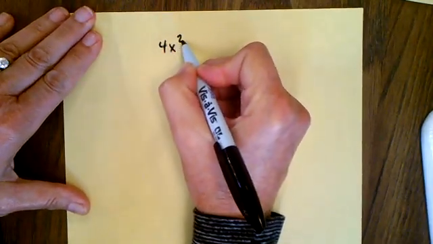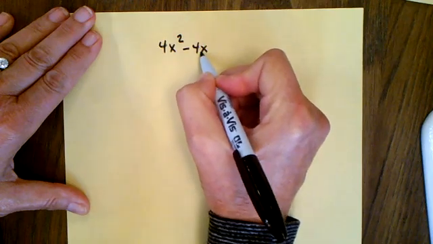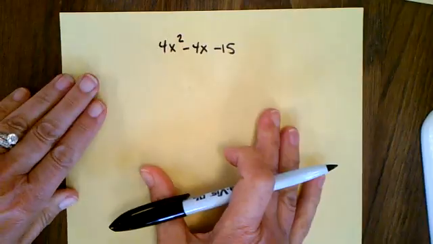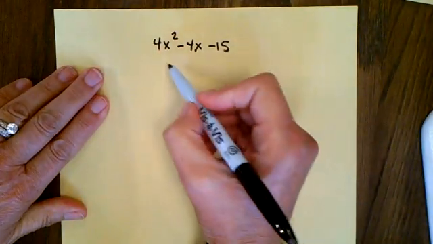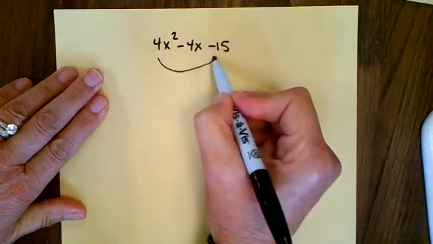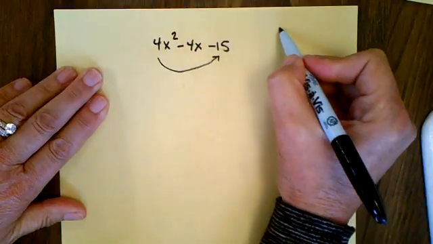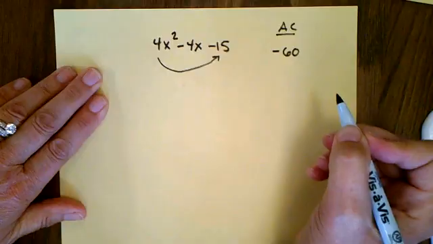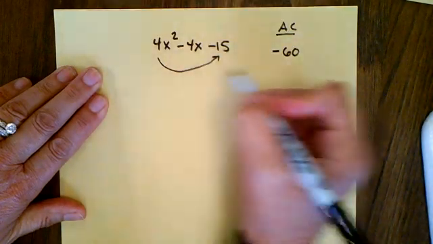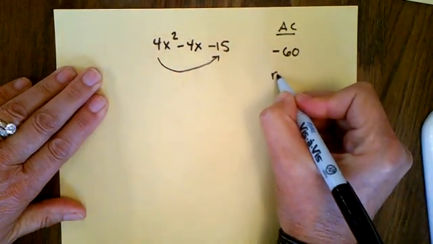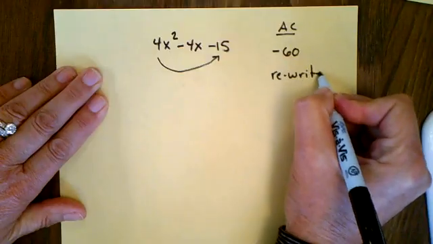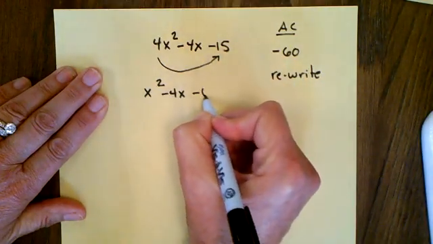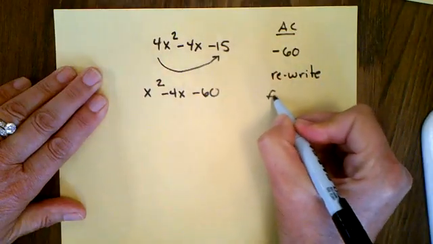Let's do 4x squared minus 4x minus 15. Let's go ahead and factor this guy. So again, our technique is going to be multiply the first and last. So yeah, that's your AC idea. And I have negative 60. Rewrite, that's the next step. So multiply and then rewrite x squared minus 4x minus 60. And now factor.